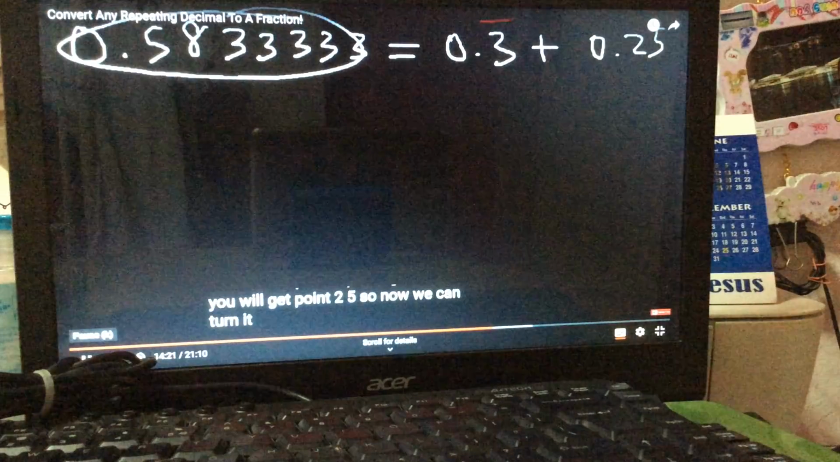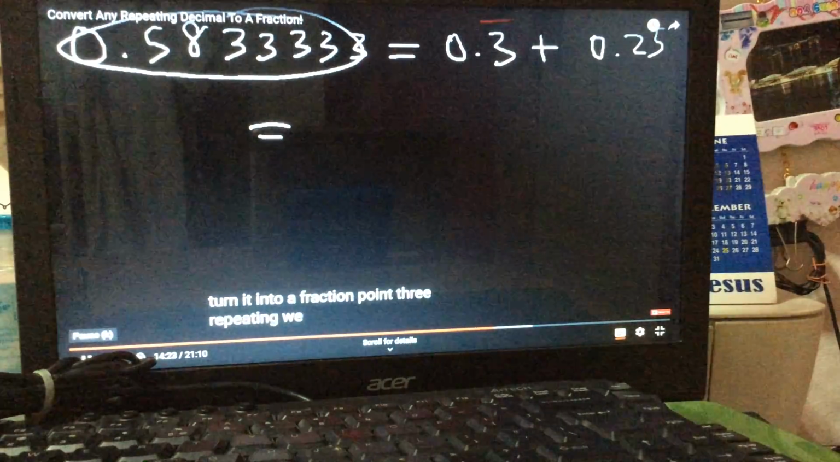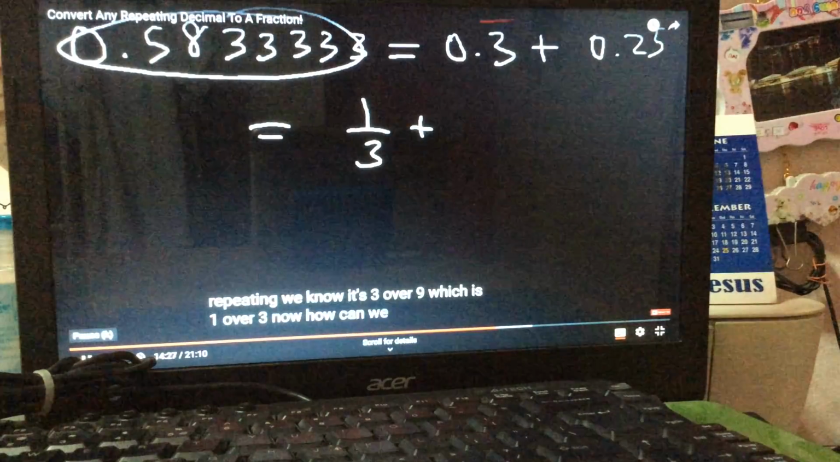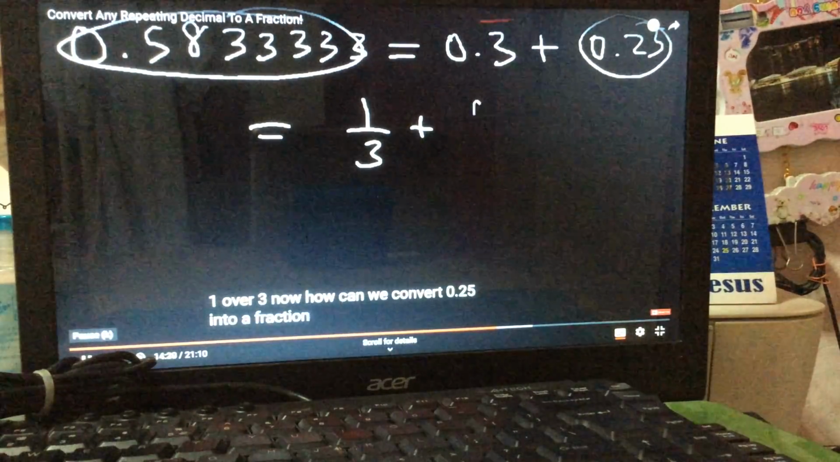So now we can turn it into a fraction. 0.3 repeating, we know it's 3 over 9, which is 1 over 3. Now how can we convert 0.25 into a fraction?